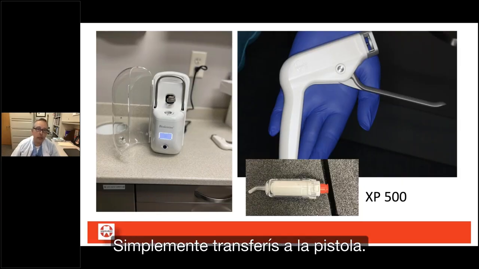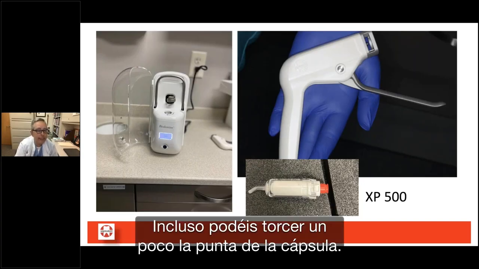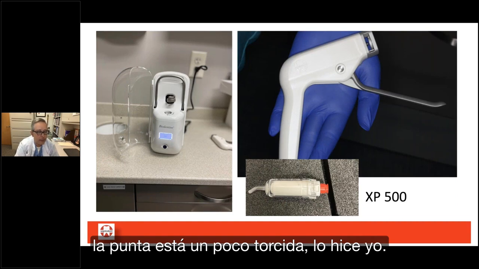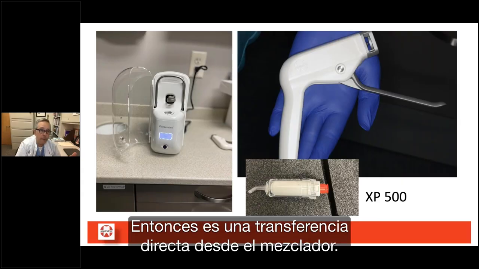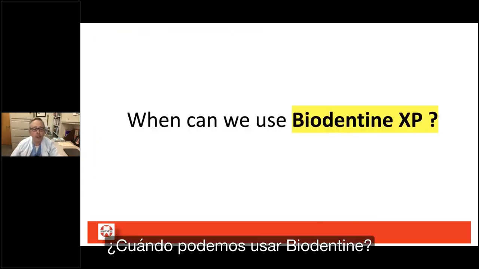You just transfer it to the gun, and I will have a couple of pictures of that later. You can even twist a little bit the tip of the capsule. You can see in this picture, the tip is a little bit bent. I did that, so it's a direct transfer from the mixer to the patient's mouth. When can we use Biodentine?